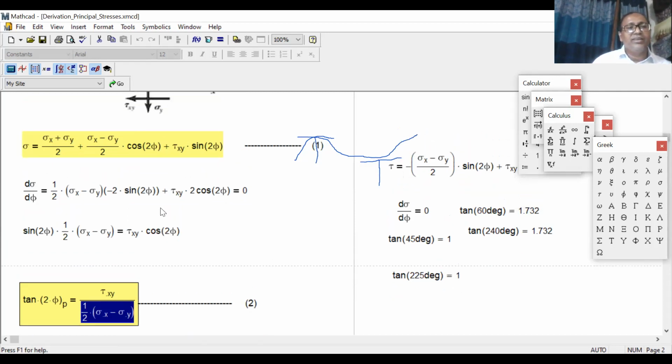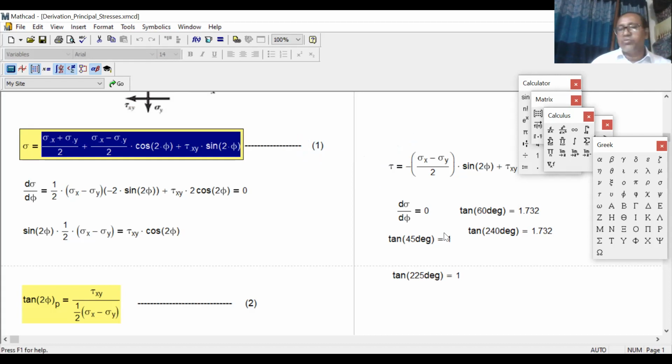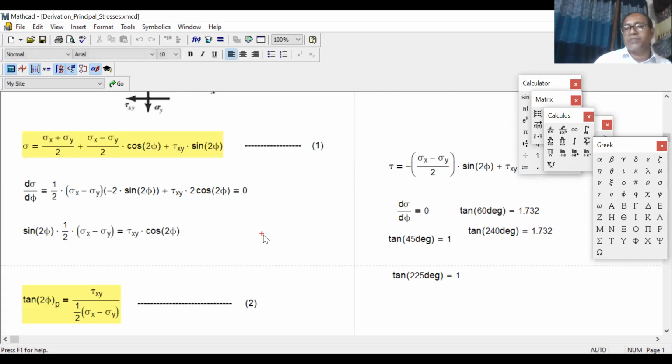Or you show me that after putting this condition, I'll get sigma 1, sigma 2 from the equation without putting numbers. You do it mathematically. You already studied second year, fourth year, first year math. So you have to prove it mathematically. So how can you prove it mathematically?